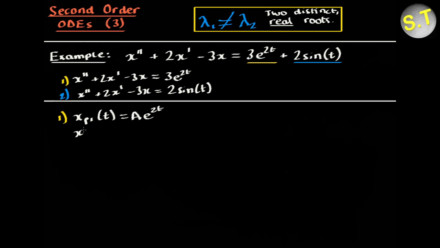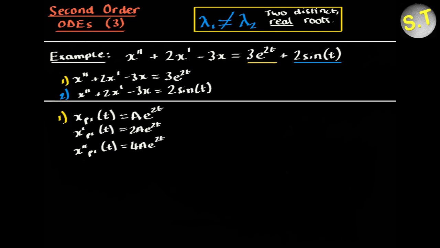So this means that if we take the first derivative with respect to t of our first particular equation, we're going to have 2 times a e to the 2t. And if we take the derivative again, we have the second derivative of our first particular equation is equal to 4 times a e to the 2t.